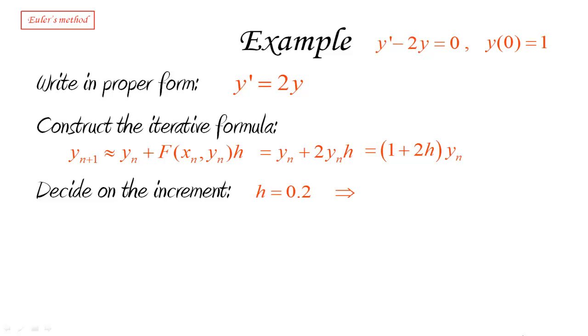So what does that mean? It means that first of all our formula simplifies to yn plus 1 is approximately equal to 1.4 times 1 times yn. Okay, so let's start the process.